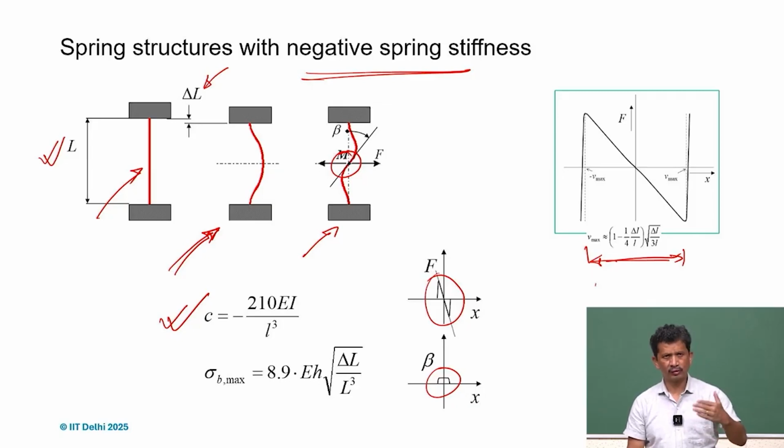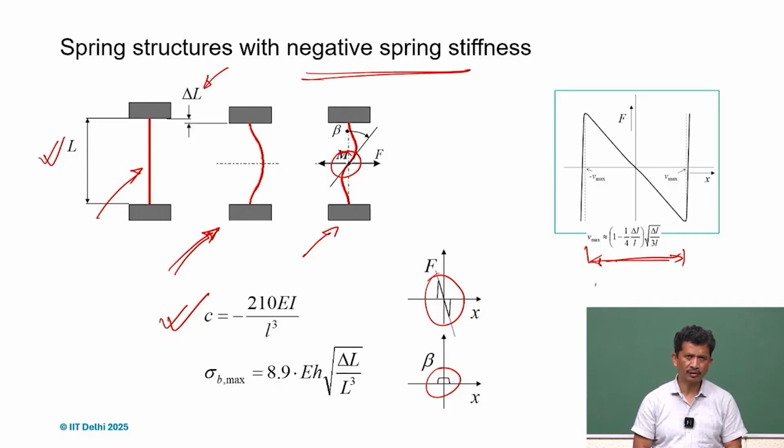Of course, you don't have to remember the formulas. If it's required, we can always refer to the relevant data or the formula, and if you want to learn more, we can refer to the literature. But what is important to understand is that if it's already preloaded and in buckled shape, the stiffness is negative.